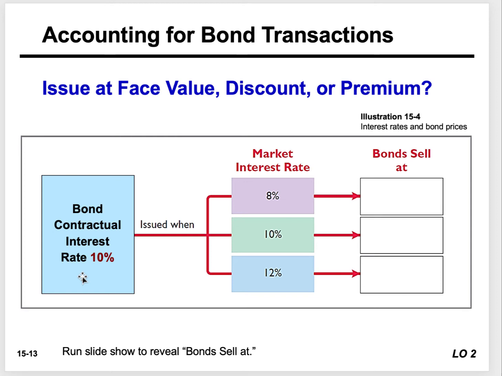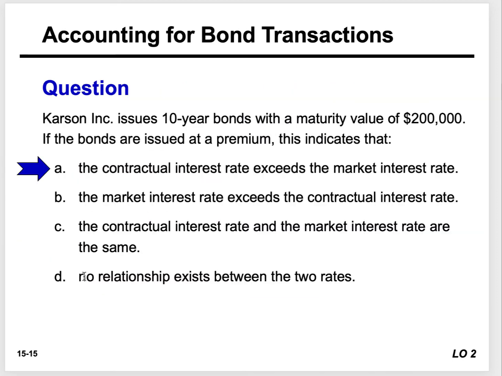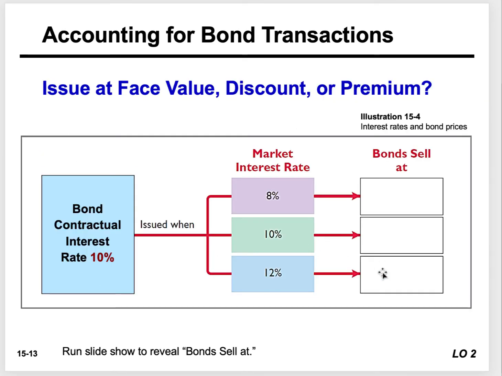Now, why? Think about it. Here's why. I'm the bond issuer, I'm the corporation. When the market rate, or the effective rate, is higher than the contractual or the stated rate, we sell at a discount.